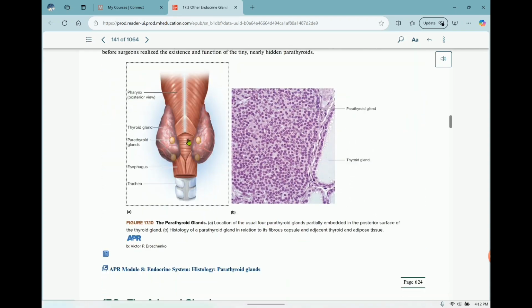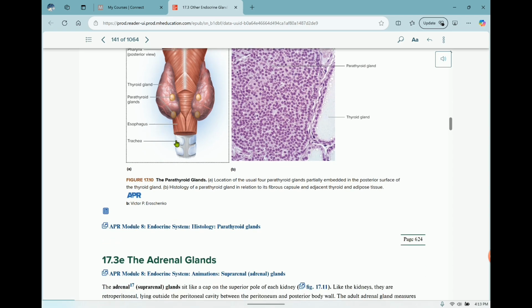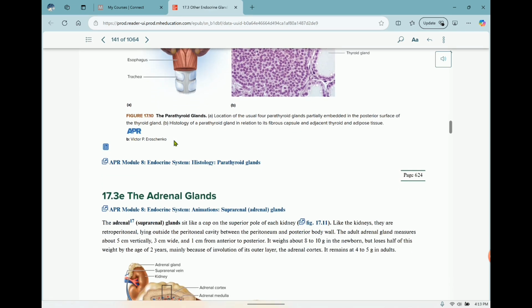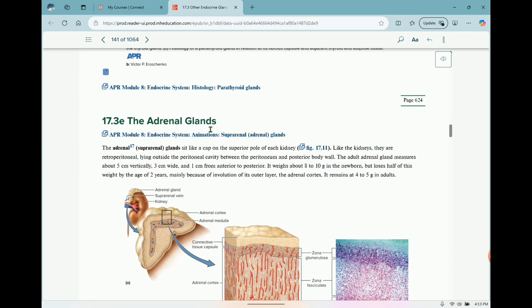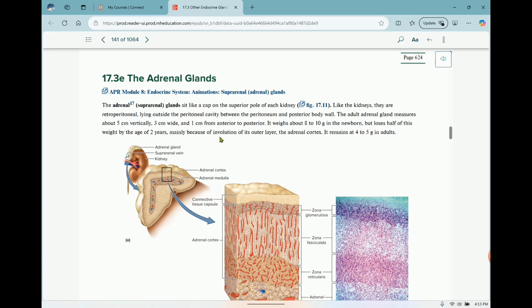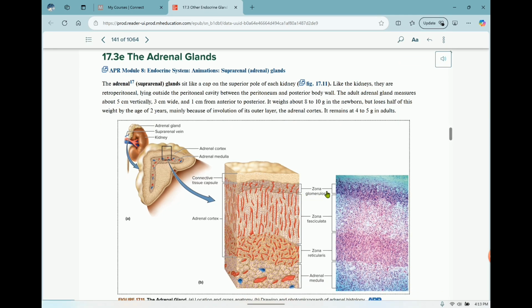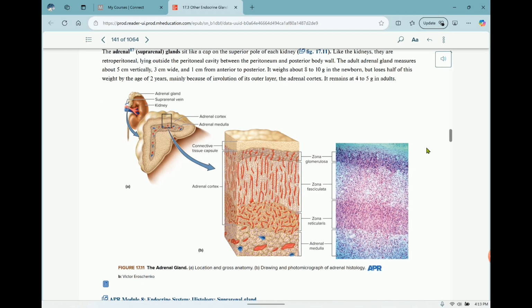And on the posterior aspect of the thyroid, you see these 4 dots, which are about the size of a grain of rice. And those are the parathyroid glands that release parathyroid hormone that we talked about on another lecture video. Okay, the adrenal glands do sit on top of the kidney. There is a subsequent lecture video specifically on the adrenals. Please watch that. It goes into detail on what each of these zones release. And make sure you take notes on that.